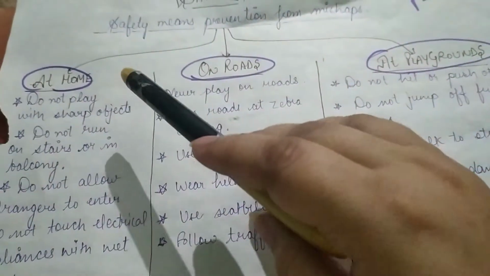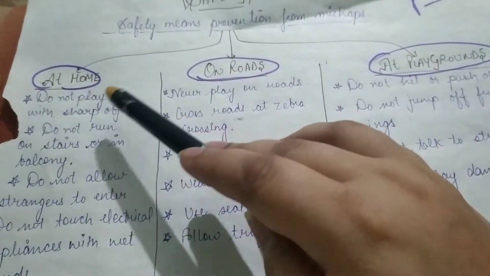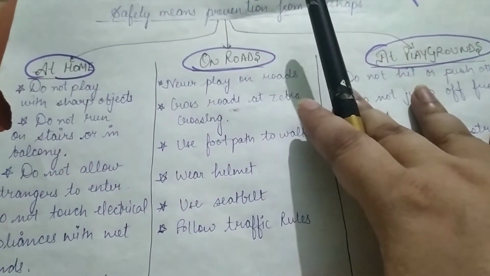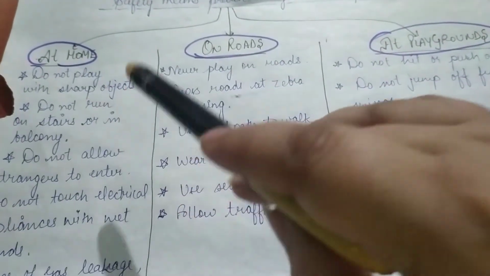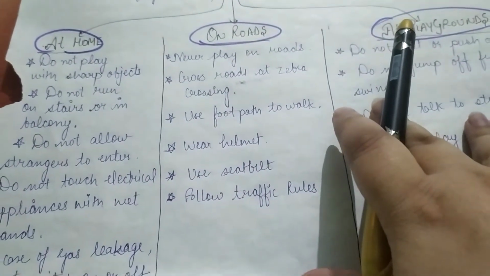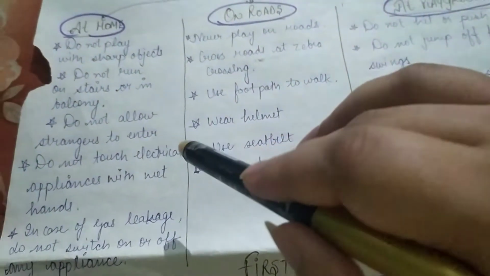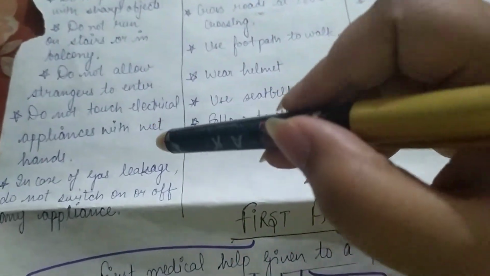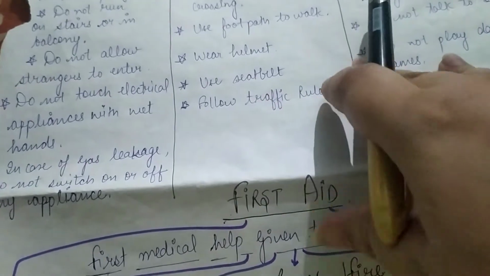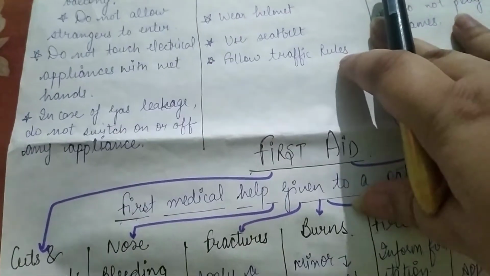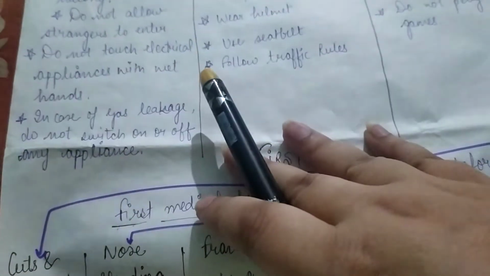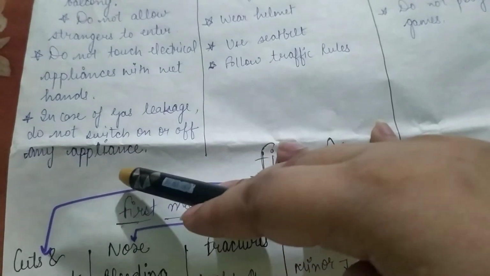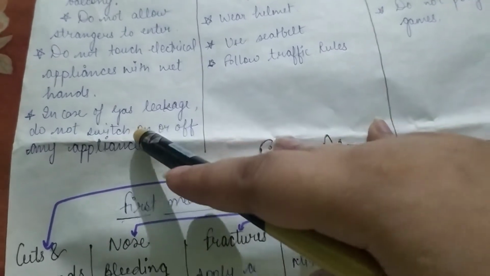For example, if we are at home, then we should not play with sharp objects like knife, nail, scissors, all these things. Do not run on stairs or in balconies. Do not allow strangers to enter. Do not touch electrical appliances with wet hands or barefooted. And if unfortunately there is a gas leakage in your home, then do not touch any electrical appliance or switch any appliance on or off.